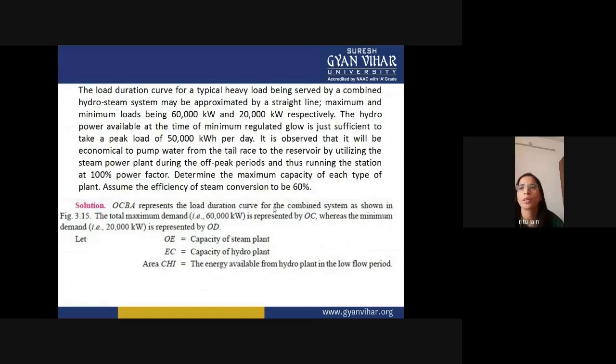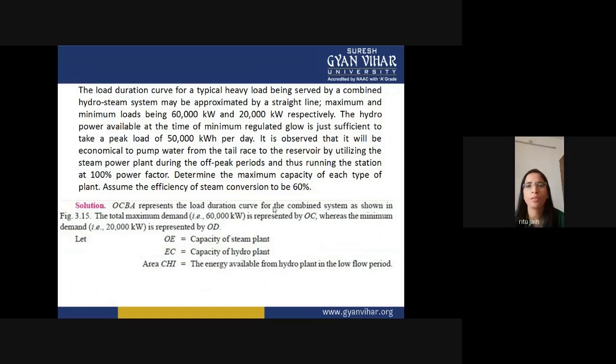Now this is a very important question, so we will discuss this numerical. The problem is given that the load duration curve for a typical heavy load being served by a combined hydro steam system. So hydro is also connected and steam power plant is also connected, may be approximated by a straight line, and the maximum and minimum loads are 60,000 kilowatt and 20,000 kilowatt respectively.